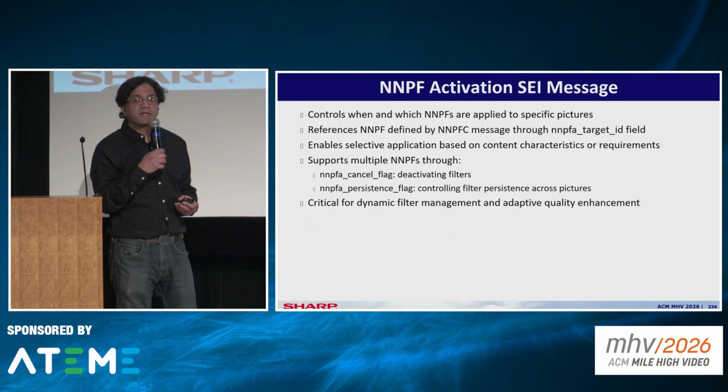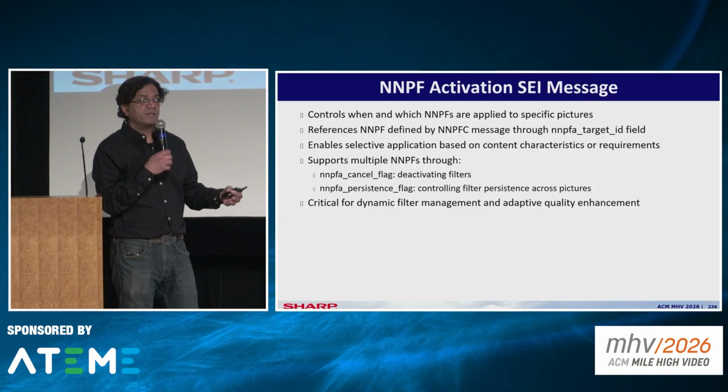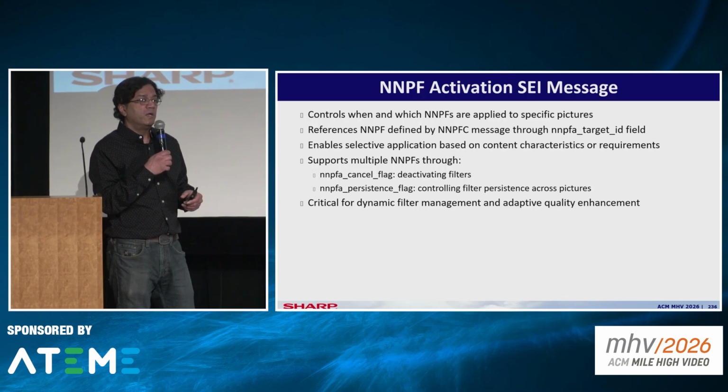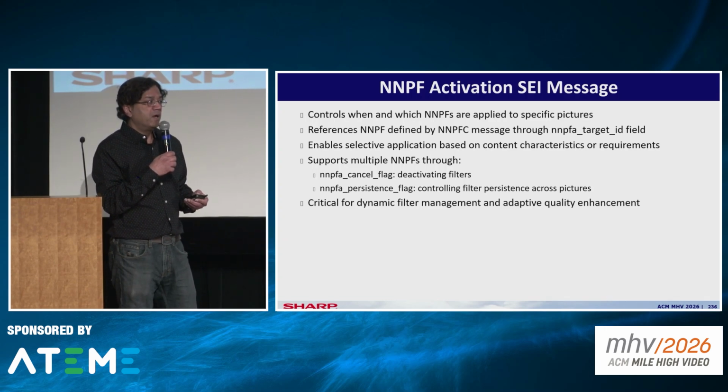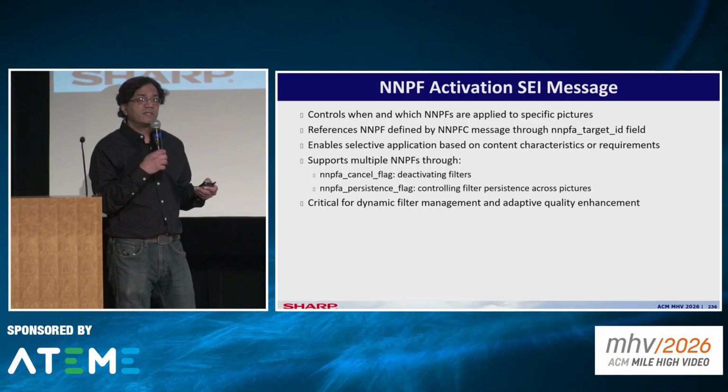The NNPFA activation SEI message works together with this NNPFC, so you can signal a first NNPFC for visual quality improvement, a second one for picture rate upsampling, and then you have an activation message which can say, okay, for such and such pictures, activate this particular NNPFC, which was signaled to have an ID, and you indicate its ID in the activation filter. And then we also have this concept in VSCI of cancel and persistence, where you don't need to keep on signaling a filter message every picture. You can just say, okay, from now on, apply this neural network filter until I tell you to cancel it.